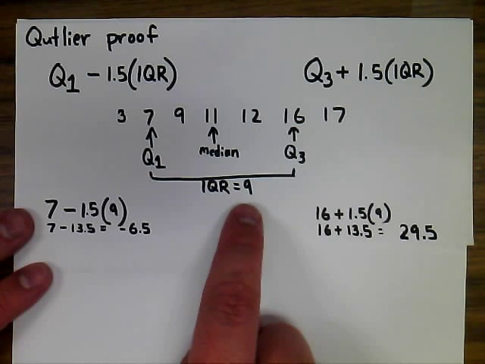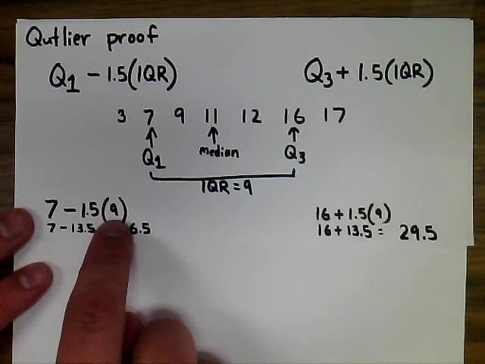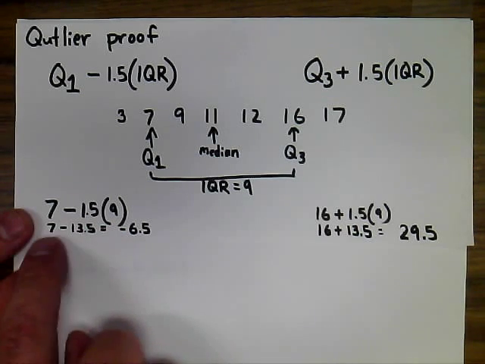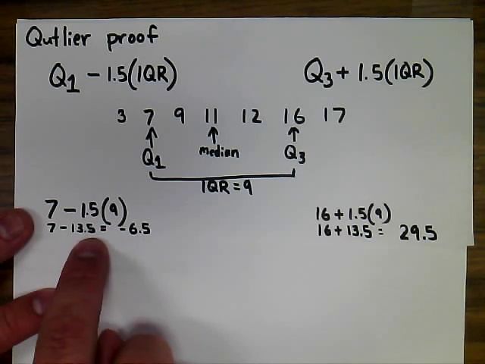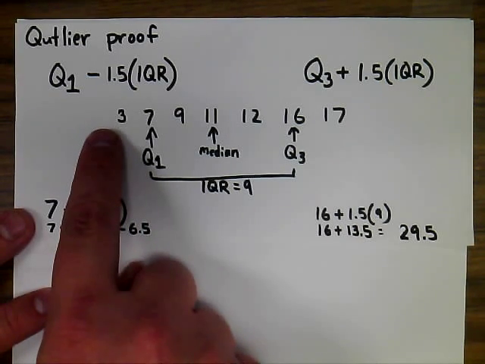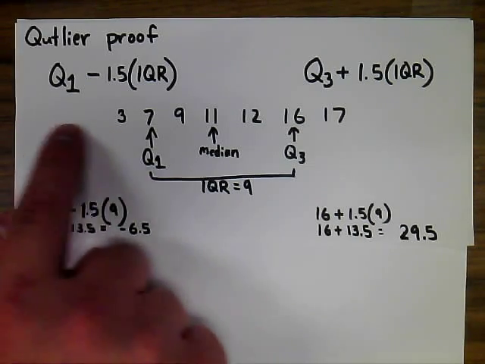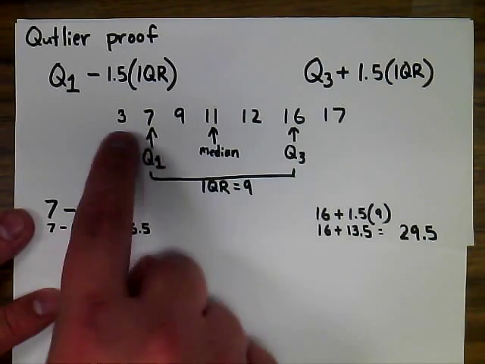So in this case, the IQR is 9, and you would do 1.5 times 9, which is 13.5. You do 7 minus 13.5, and you'll see that gives you a negative number. Clearly, there's no values less than negative 6.5 here, so there's no outliers to the left of this data. This data is pretty well clustered.